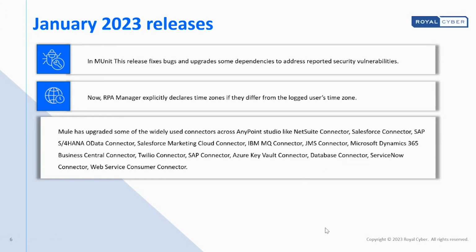Mule has upgraded some of the widely used connectors across Anypoint Studio, like NetSuite Connector, Salesforce Connector, SAP S/4HANA OData Connector, Salesforce Marketing Cloud Connector, IBM MQ Connector, JMS Connector, Microsoft Dynamics 365 Business Central Connector, Twilio Connector, SAP Connector, Azure Key Vault Connector, Database Connector, ServiceNow Connector, and Web Service Consumer Connector.